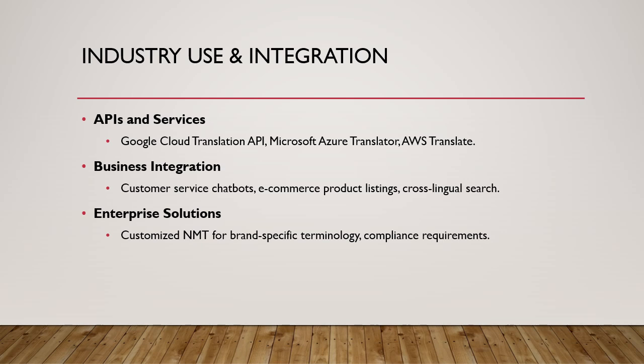Machine translation is widely used in businesses and services. Popular APIs and services are Google Cloud Translation API, Microsoft Azure, and AWS Translation. And business integration is for customer support, e-commerce, and enterprise solutions. Customer support would be chatbots with instant translation of language, in e-commerce translating product descriptions for global markets, and in enterprise solutions it enables internal communication across multinational teams.